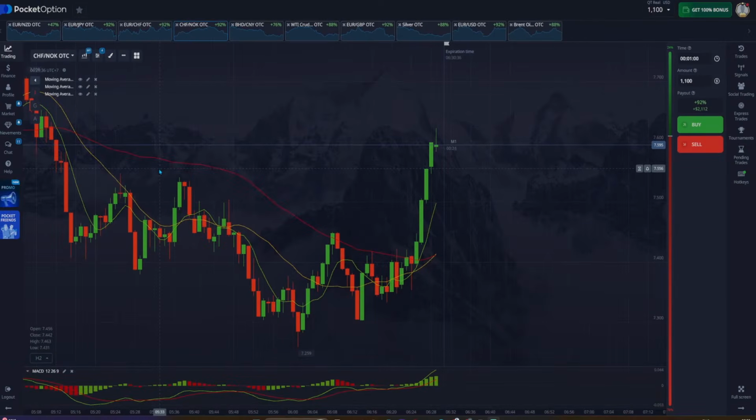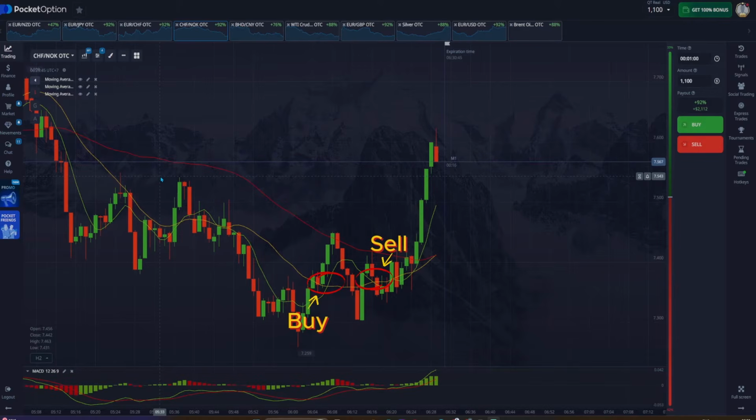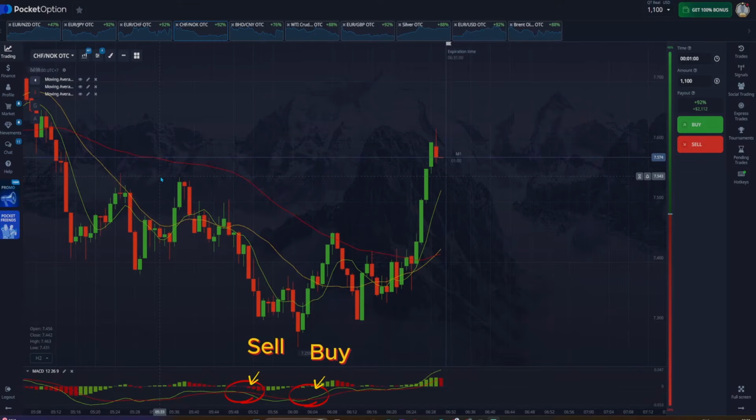Alright traders, to use this strategy we only focus on the MA crossovers and the MACD signals, but with each indicator analyzed separately. If the green MA7 crosses above the yellow MA20, that alone is a buy signal. If it crosses downward, that's a sell signal. So we read the MA movements independently, without needing confirmation from other indicators.